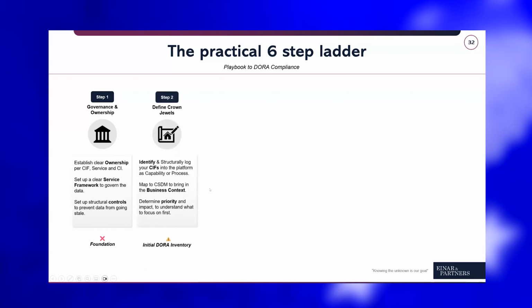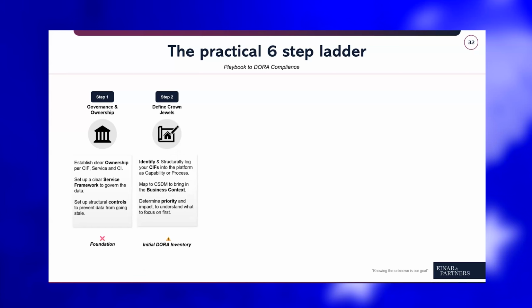Then once that foundation is defined, we obviously also need to define the crown jewels, we call them here, but your critical important functions. And as Alexander already mentioned, look at granularity there as well. Did you really define it in the right way? Is it not too big of a bucket like payments? Should it be split up?